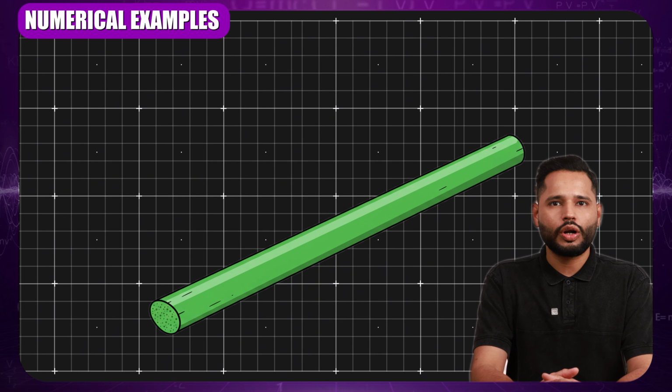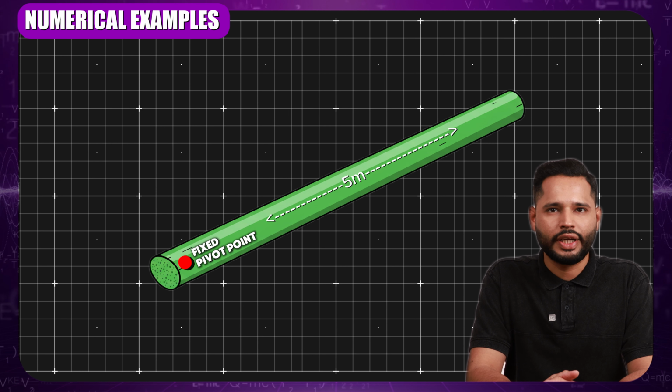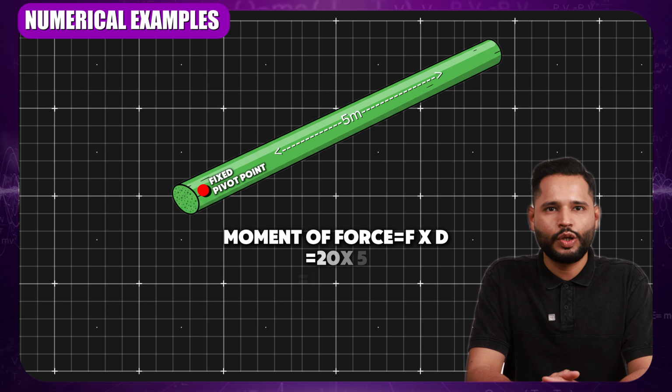Let us understand this using a numerical problem. Consider a rod of 5 meter length. It is fixed at one end and applied with a force of 20 Newton at a distance of 5 meter from the fixed point. The moment of this force can be calculated using the formula force multiplied by perpendicular distance, that is 20 into 5, 100 Newton meter. Note that the distance taken here has to be always perpendicular. It means the angle between the line of action of force and the line measuring distance must be 90 degrees.